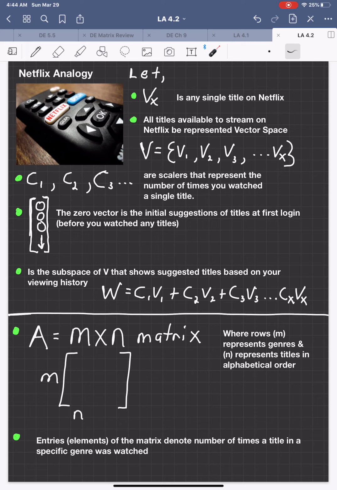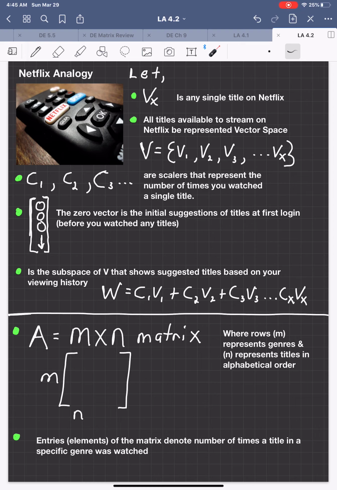Now, for our analogy, we have been thinking about the vector space as all the titles available on Netflix. If there's a movie that just hit the movie theaters, it's not yet on Netflix, so that's not in this set. It's not in the vector space. V is all the titles that you can, let's say, stream on Netflix right now.